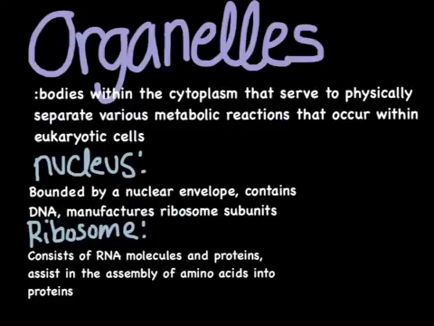Since humans have organs, cells have organelles. Organelles are the bodies within the cytoplasm that serve to physically separate various metabolic reactions that occur within eukaryotic cells. For instance, the most important is the nucleus, which is kind of like the brain of the cell. It's bounded by a nuclear envelope, contains the very important DNA, and manufactures ribosome subunits. And then there are ribosomes. They consist of RNA molecules and proteins and assist in the assembly of amino acids into proteins.